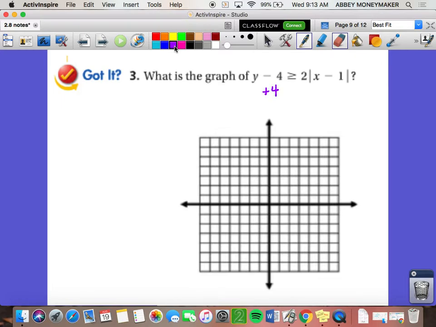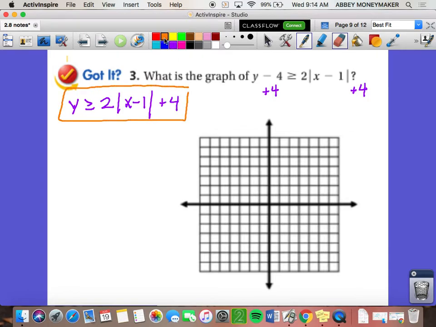We're going to go ahead and get the y value by itself, so we're going to add 4 to both sides. So I get y is greater than or equal to 2 times the absolute value of x minus 1 and then plus 4. This is now in the shape of the equation that I can graph. So my vertex is at 1, 4. So let's go ahead and plot that. And then let's look at our A value. Our A value is positive 2. So that tells me my slope. So from my vertex, I'm going to go up 2 and out 1.